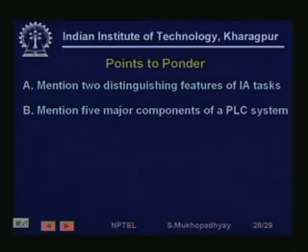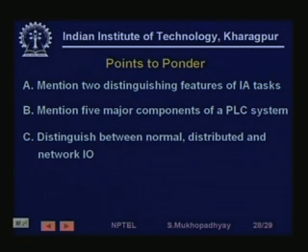Mention 5 major components of a PLC system. We have mentioned more than 5, so you should be able to mention 5, and distinguish between normal, distributed and networked IO. So, here we end today.